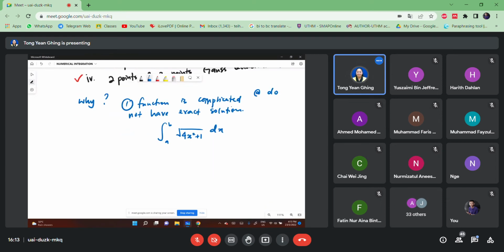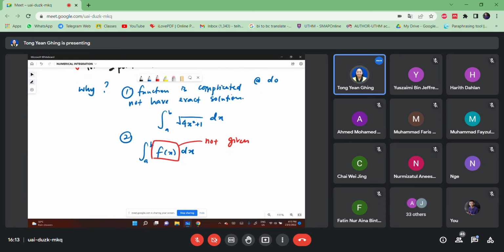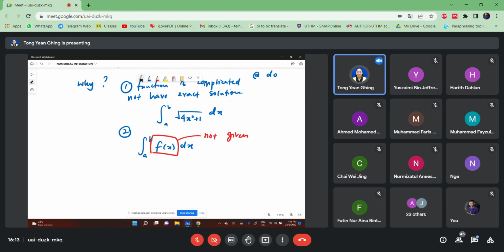And sometimes we can also use numerical integration when we want to do the integrations but we don't have the equations, because only data is provided. Let's say this one, right? Normally when we want to do integration, we have to have this f(x) dx. But this f(x) is not given, so we cannot solve this using integration analytically. So that means that particular problem only gives you the data, only data is provided.